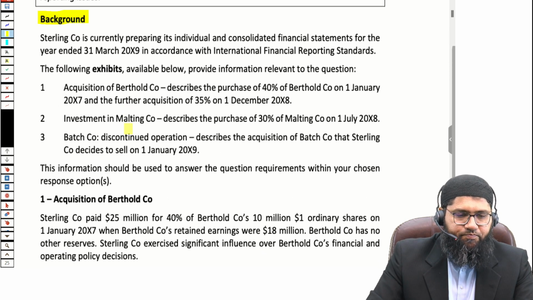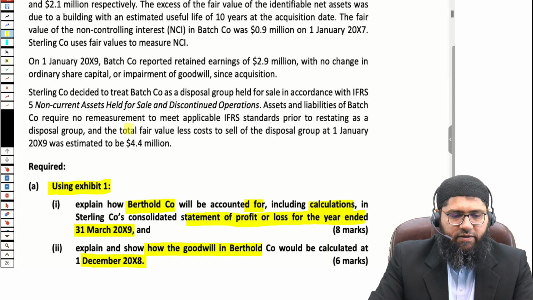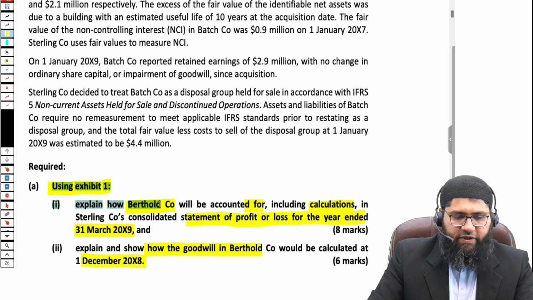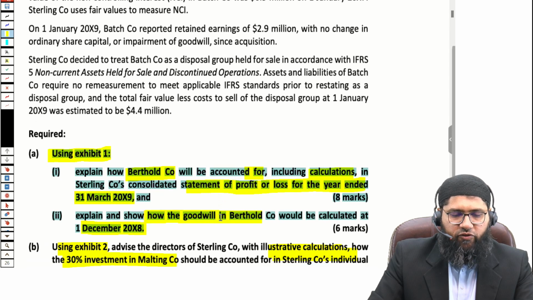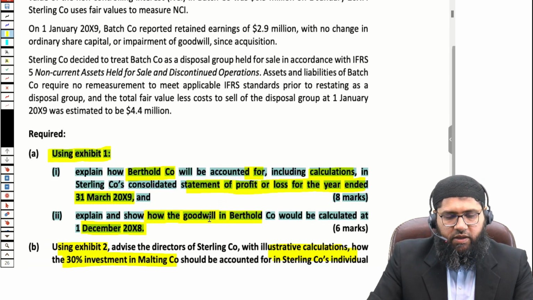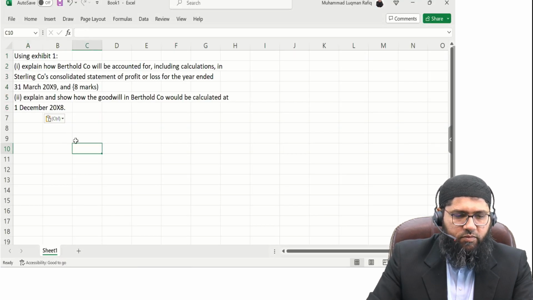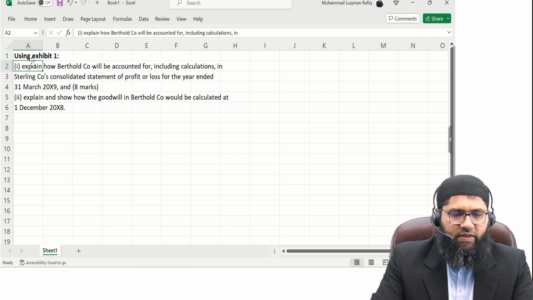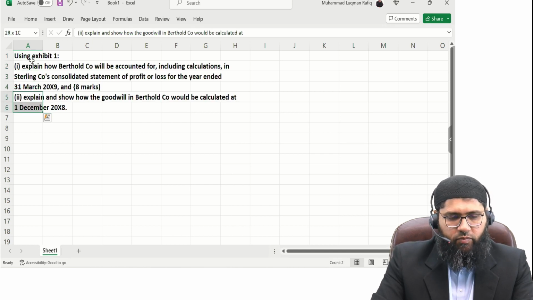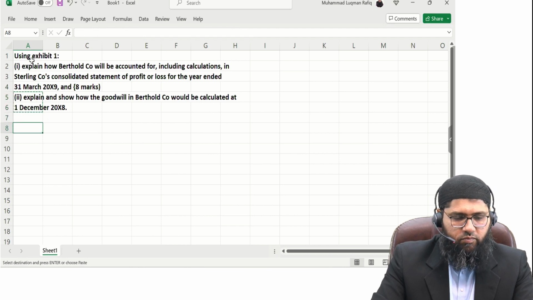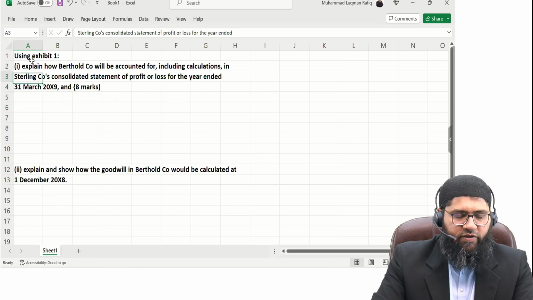So first of all, we have the first requirement, which is: using exhibit 1, explain how Birdhold company will be accounted for, including the calculations. Now I'll just copy this onto the Excel so that you people have an idea of what is actually going on. So it says using exhibit number 1, this is one of the requirements, and this is another one of the requirements. Now let's try to see this.